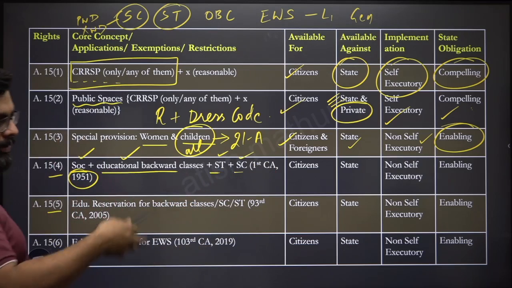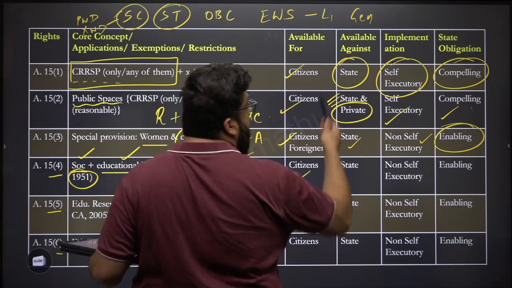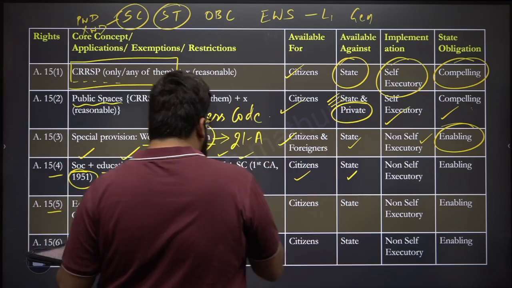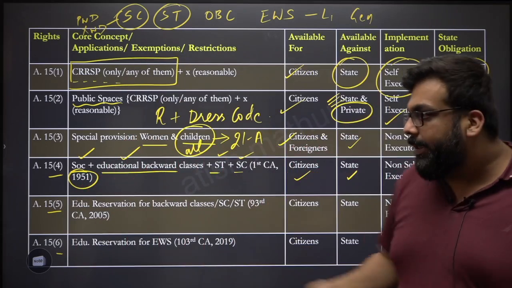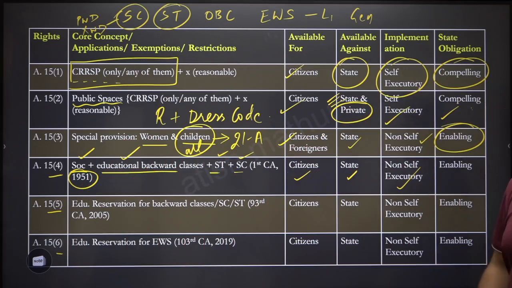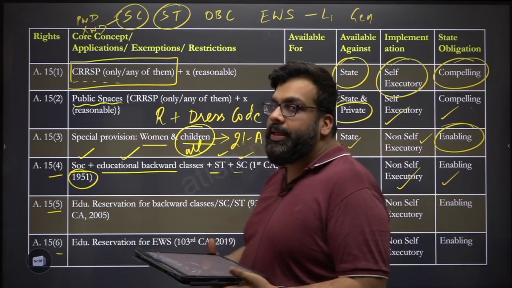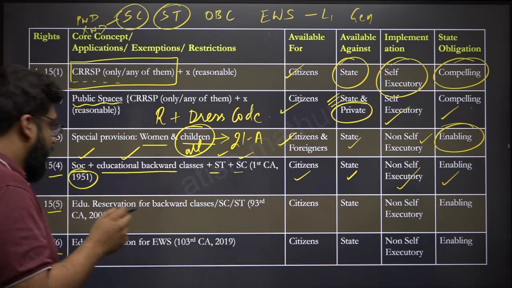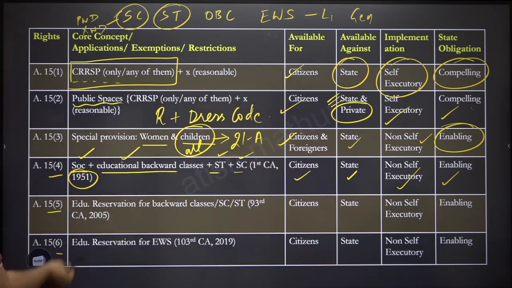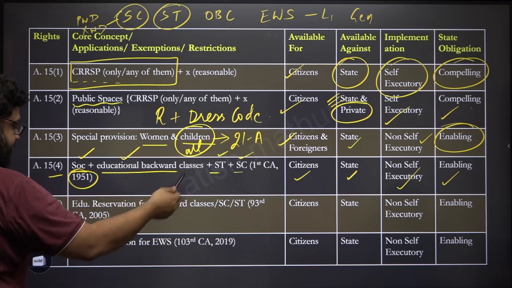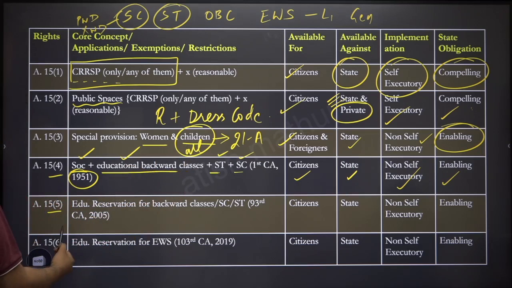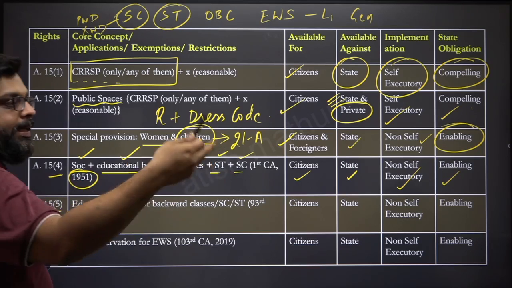So obviously this will only be available to citizens and is available against the state, and it does not mention the kind of provisions, which means that you will have to create additional provisions, thereby making it non-self-executory, and it allows the state to create further laws and actions. Now, interestingly, this 15.4 says you should do something to advance these classes. 15.5 and 15.6 tell you what that something is.